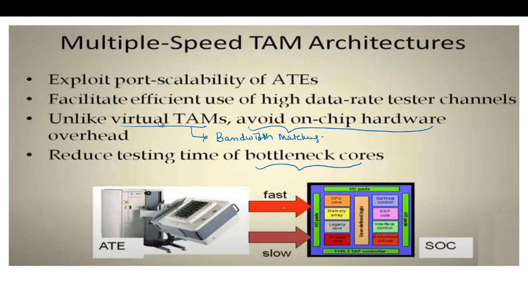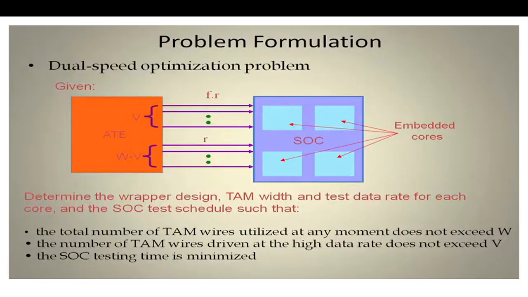So from the ATE we will have both fast and slow output. So, problem formulation, the dual speed optimization problem. So here we have two speeds, with a faster rate and a normal rate, with V channels and W minus V channels. And this is the SOC.